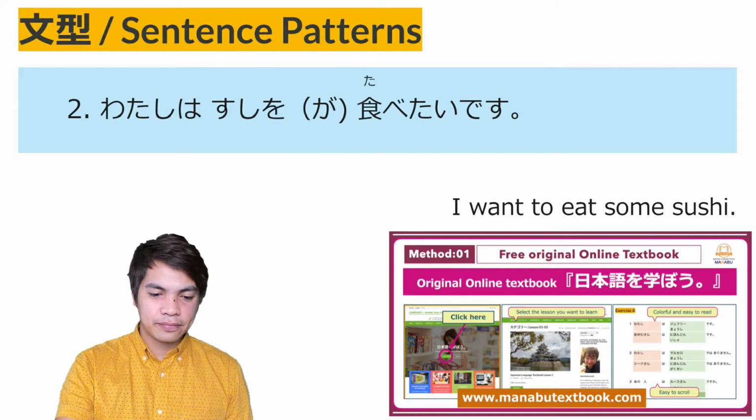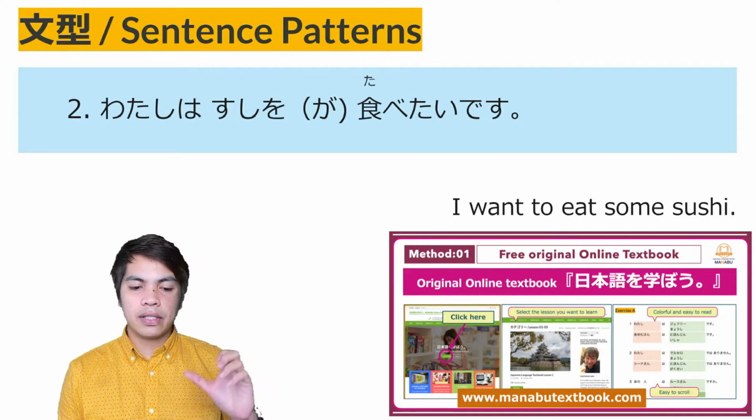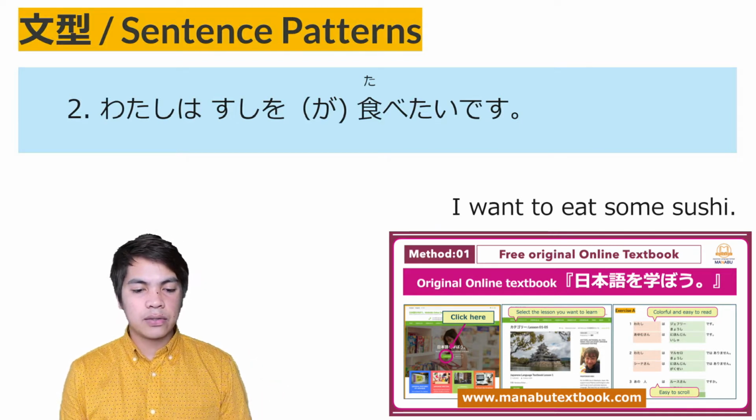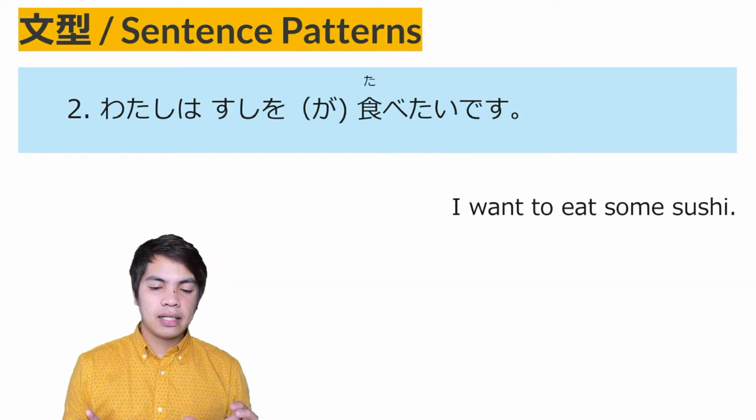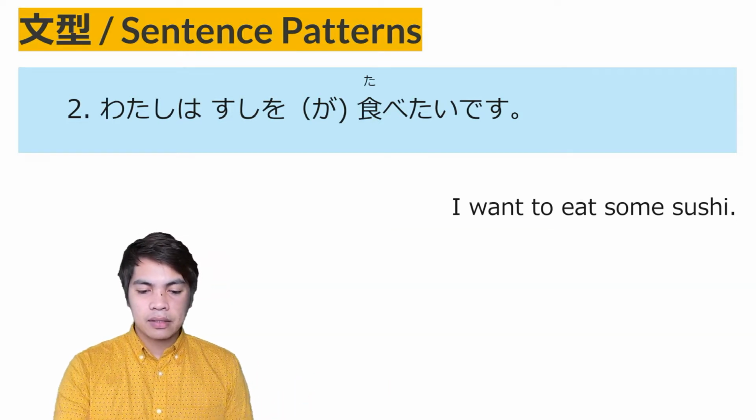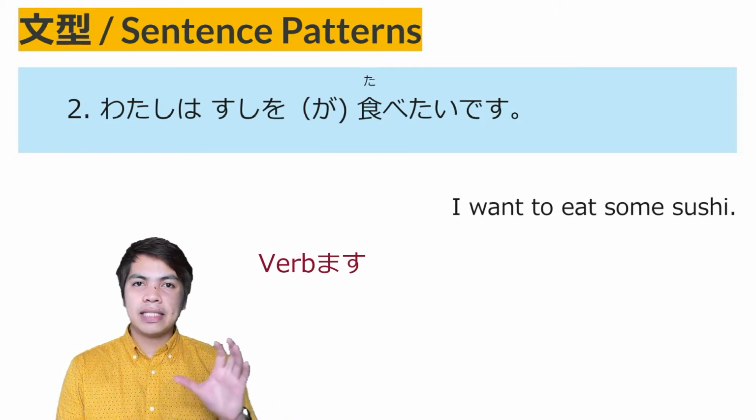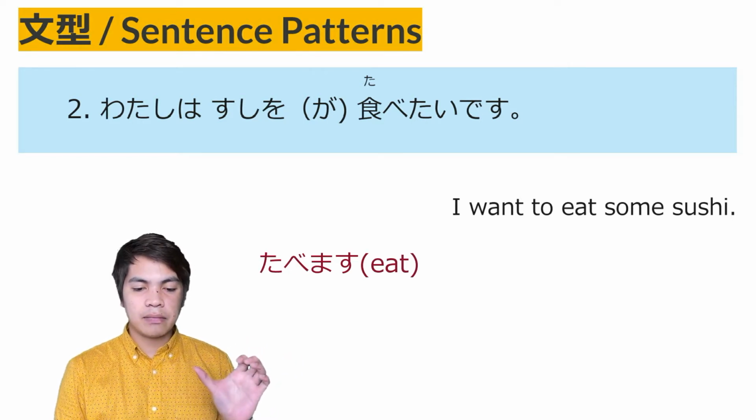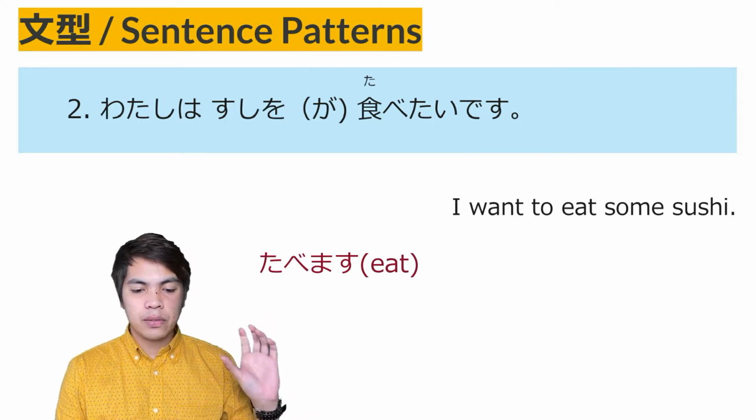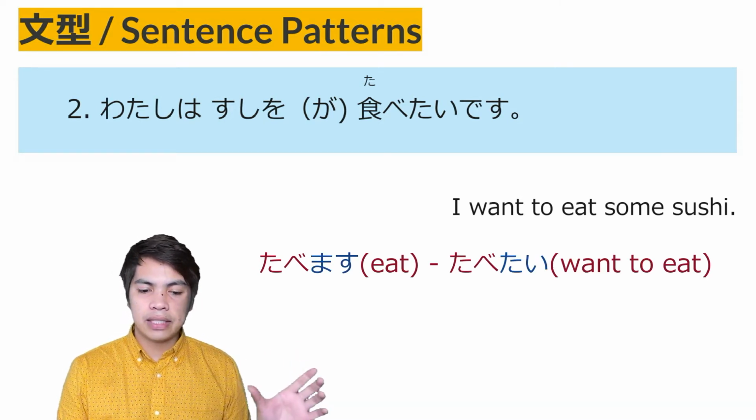Number 2, watashi wa sushi o tabetai desu. You can use the particle o or the particle ga. Watashi wa sushi o tabetai desu. Watashi wa sushi ga tabetai desu. This is the tai form of the verb. Verbs end in masu, like tabemasu. Tabetai comes from the verb tabemasu. You remove masu and add tai. It means that you want to eat.